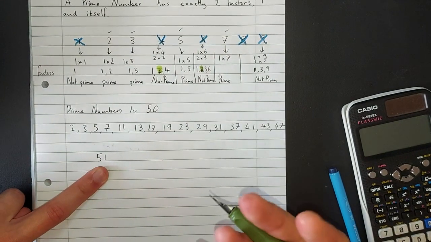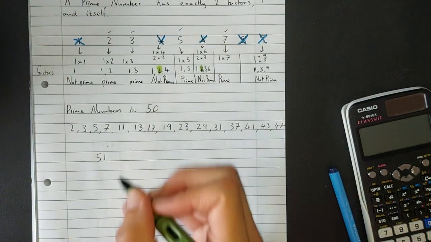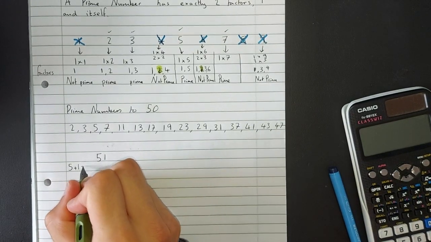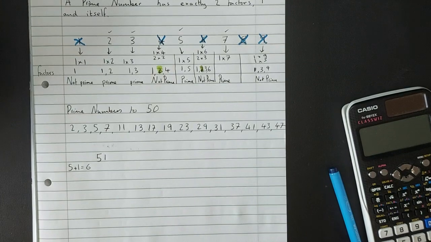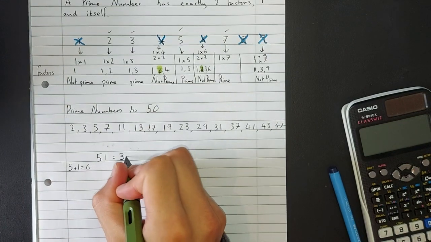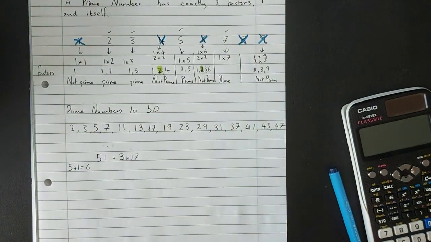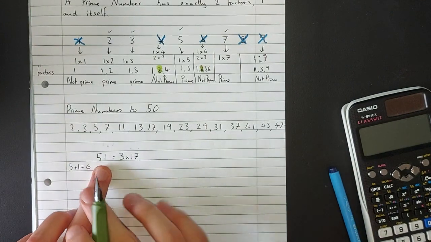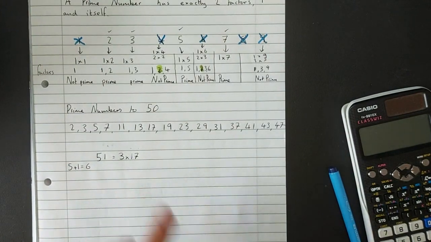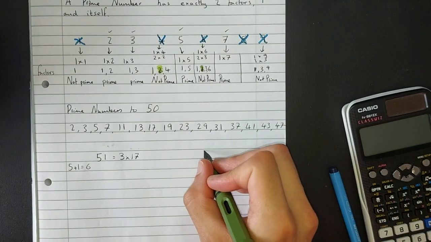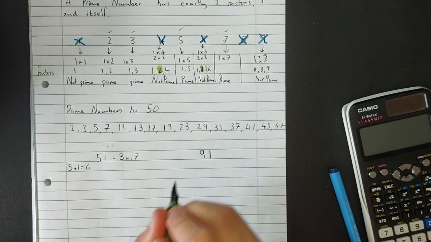Well, it's obviously not divisible by 2 because it's not even. Is it divisible by 3? Remember to work that out. We do 5 plus 1 is 6. 6 is in the 3 times table, so this must be divisible by 3. 51 is in fact 3 lots of 17. You'll notice these numbers are harder to spot when you're timesing 2 prime numbers that are quite big together. The other number that is not prime but looks like it is 91.